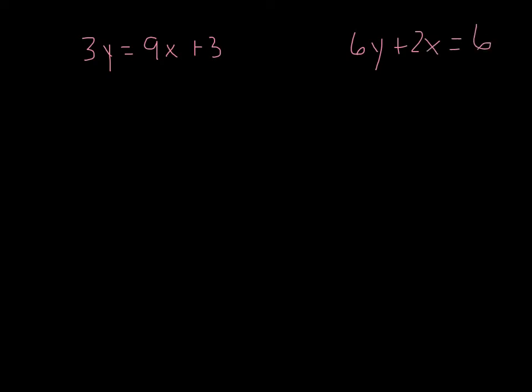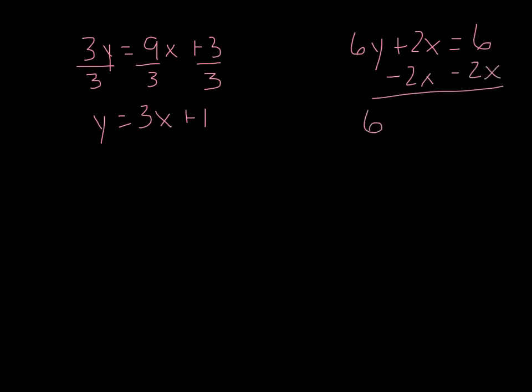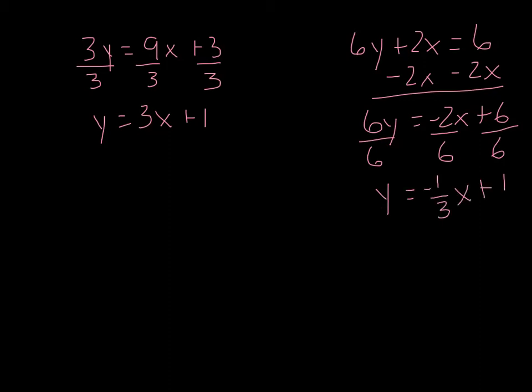Now, perpendicular lines have to have negative reciprocals for their slopes, but it doesn't matter where the y-intercepts are, because they're not going to be the same line since the slopes are different. It's just about the slopes. So we've got to solve here again, just like we did with the parallels. Divide by 3 all the way across. We get y equals 3x plus 1. And over here, we subtract the 2x, and we get 6y equals negative 2x plus 6. Divide by 6. We get y equals negative 1 over 3x plus 1.